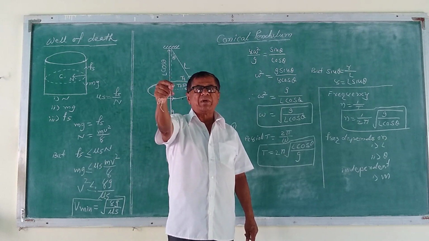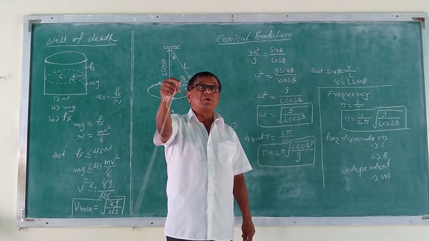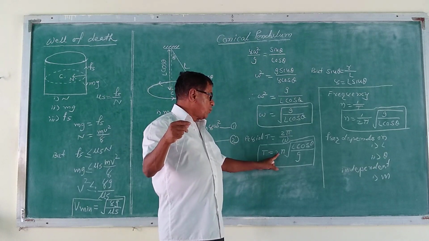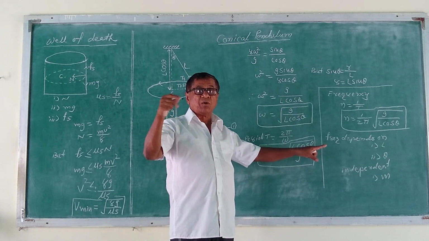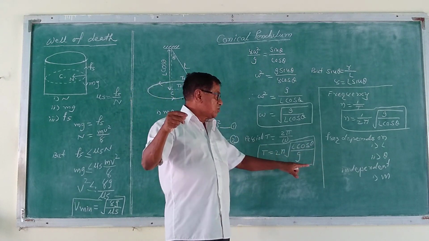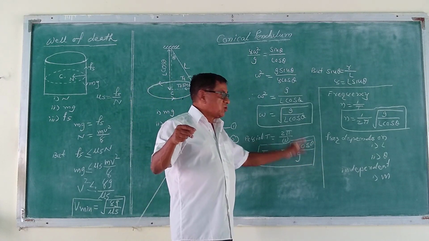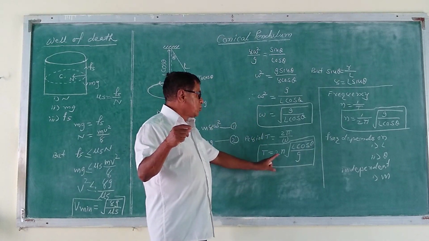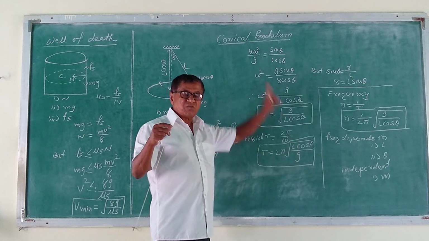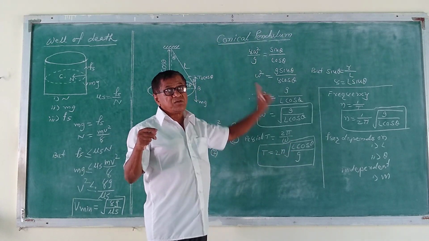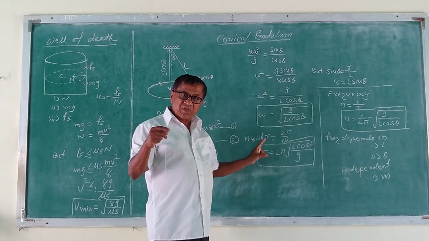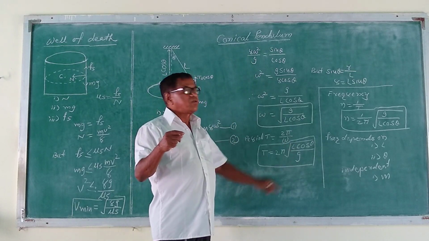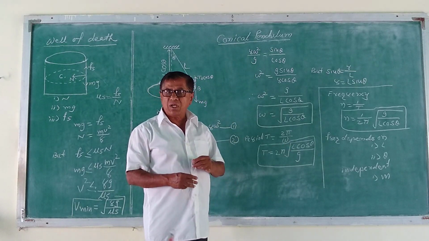In the next part, we will derive the formula for the period of the simple pendulum. The period T is equal to 2 pi. In the case of the simple pendulum, theta is equal to 0, and cos 0 is equal to 1. Therefore, the formula for the period of the simple pendulum is T equal to 2 pi root of l upon g. This is for the conical pendulum, where semi-vertical angle means the half angle: 2 pi root of l cos theta upon g. These are the two derivations.